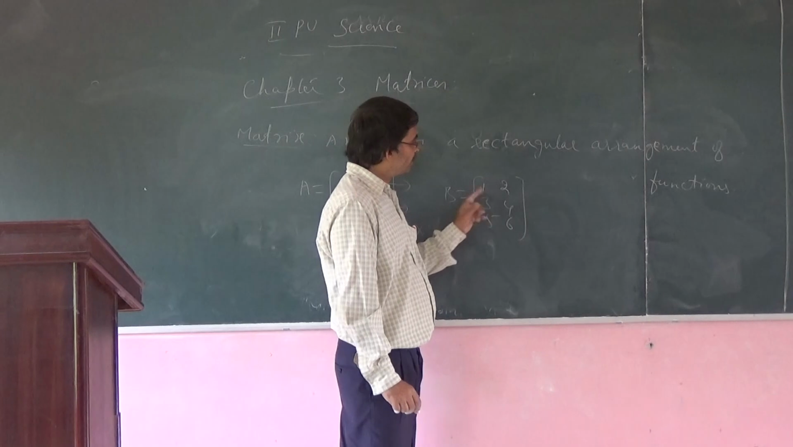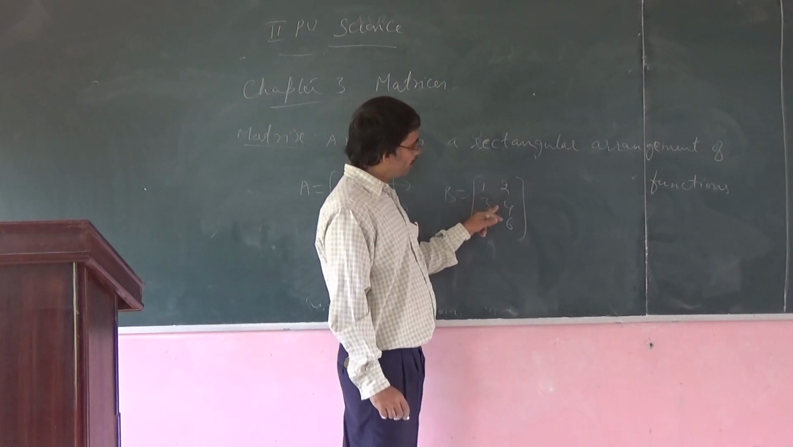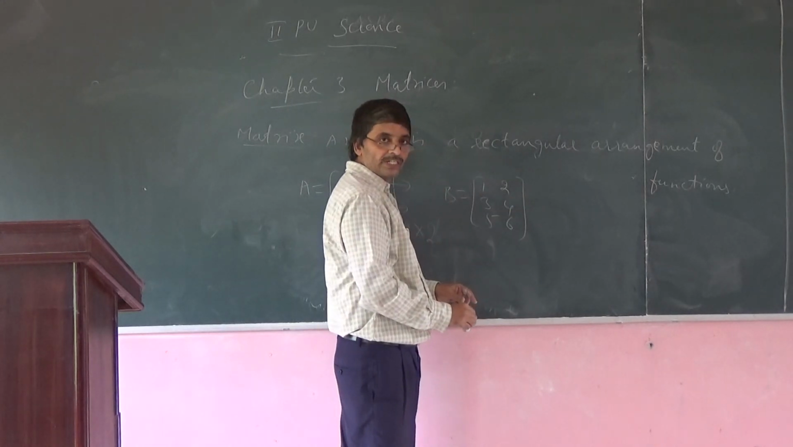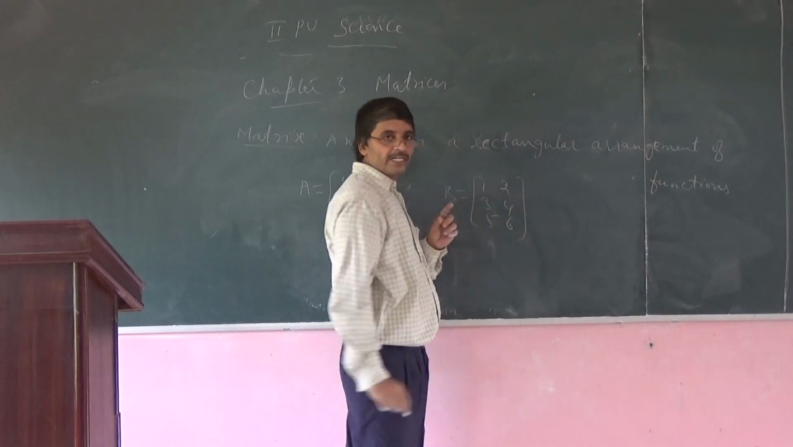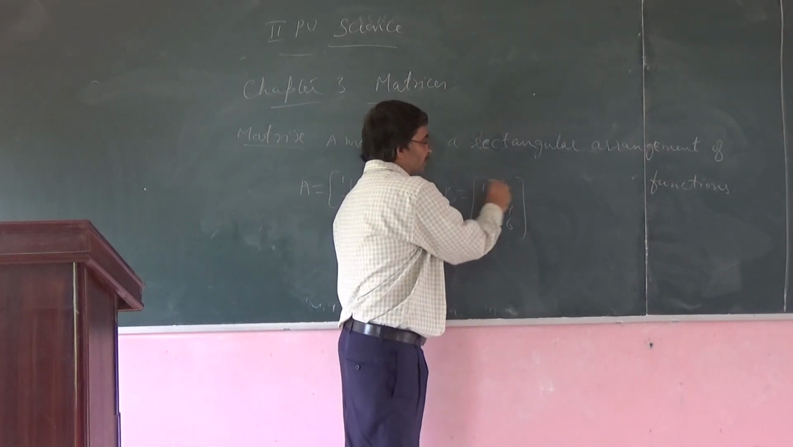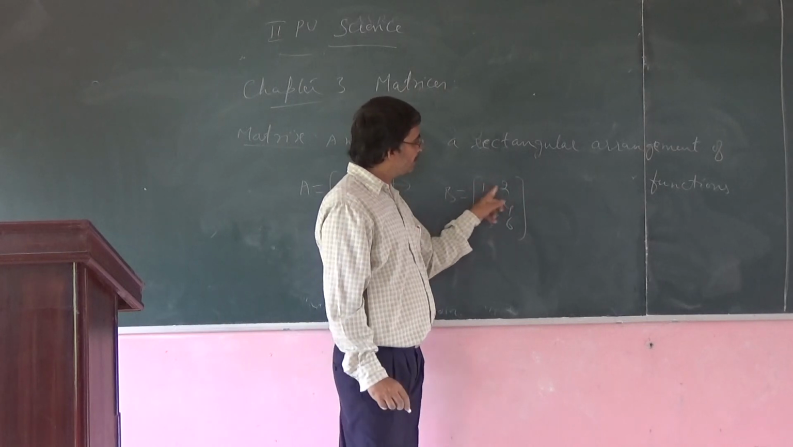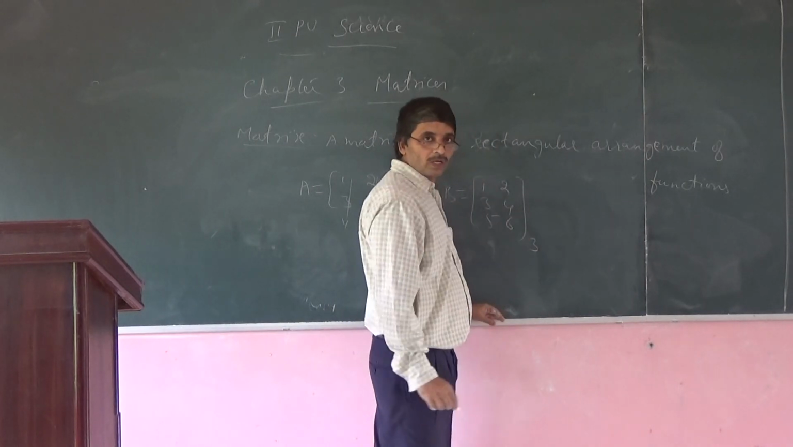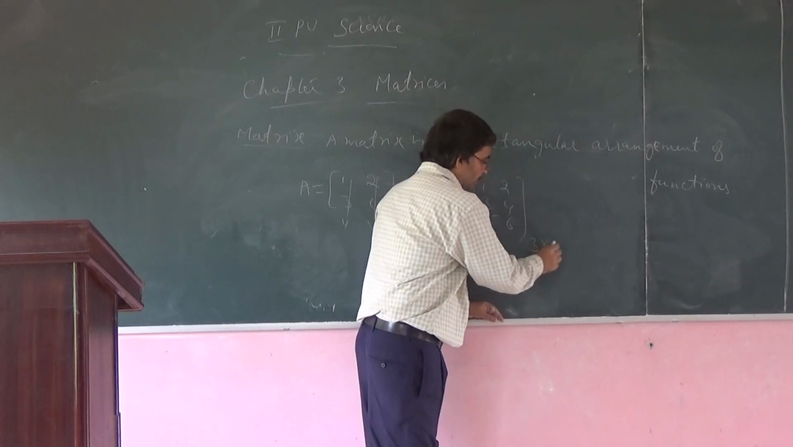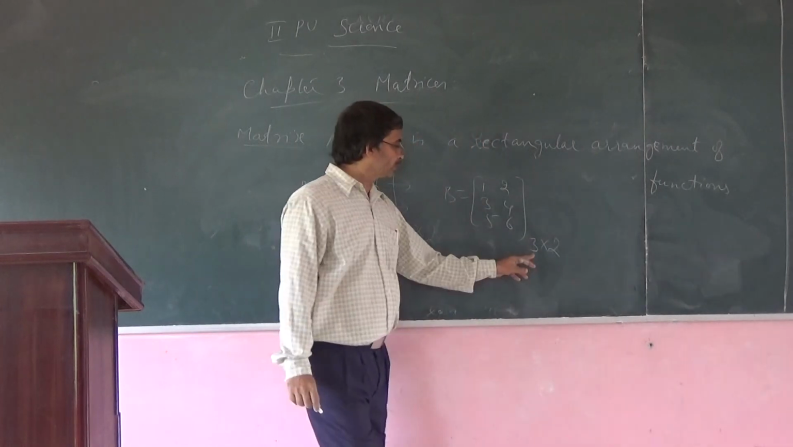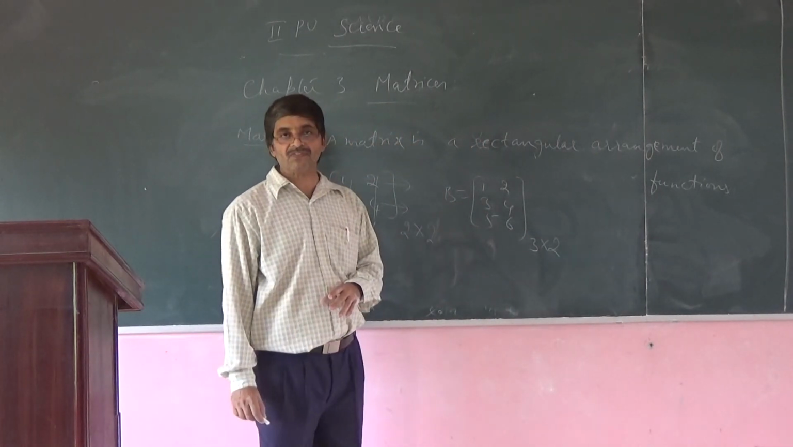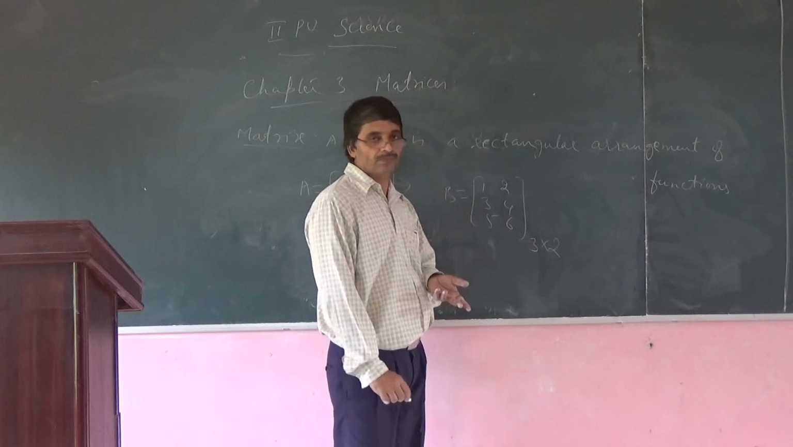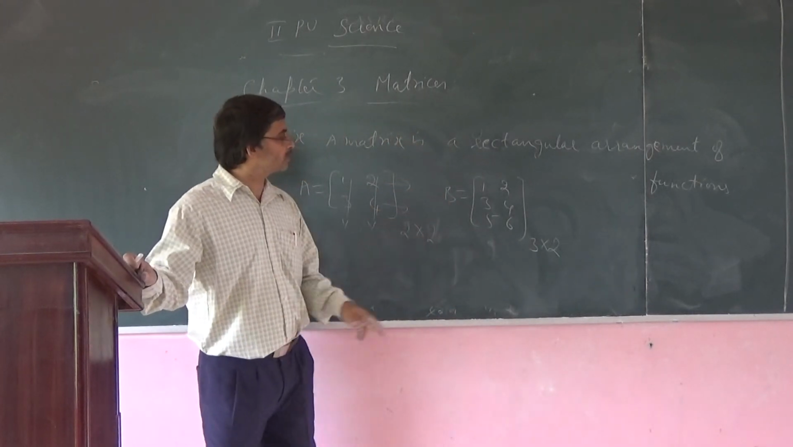Its order is, if you observe carefully, how many rows are there? There are 1, 2, 3. 3 rows are there. How many columns are there? Columns means you have to consider vertically. Rows means you have to consider horizontally. So it is of order 3 by 2.